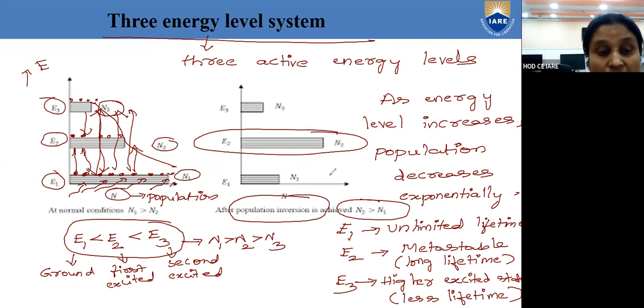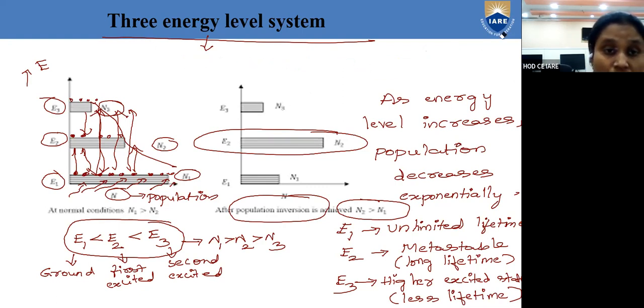What is population inversion? Making the population of the higher state more than the lower state. Are we able to achieve that now? E2 is the higher state, E1 is the lower state. So we are able to achieve population of the higher state more than the lower state, and this condition is nothing but population inversion. One point you have to understand here is that population inversion is always achieved in the metastable state. If you want, write this point down in your books.